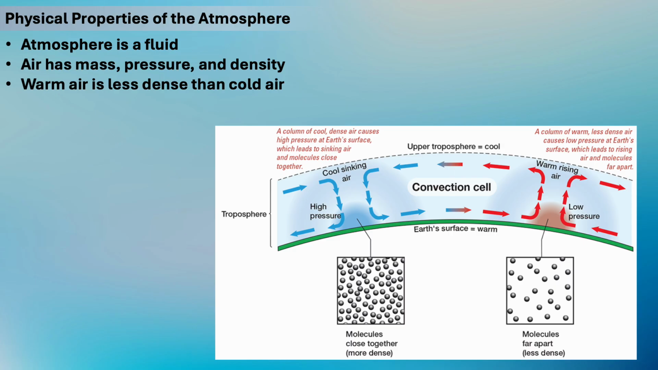Understanding these physical properties is essential because they explain why air moves at all. Winds are not random. They are a predictable outcome of density and pressure differences caused by uneven heating.